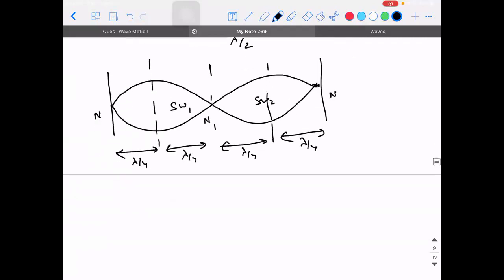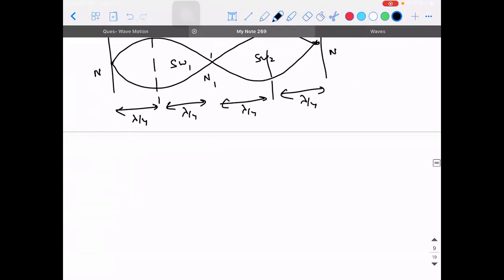If you're clear with this concept, I will explain the concept of frequency, which is very important for solving problems. Shall I proceed? Yes, sir. Now, everybody please make a note of this: standing wave on a stretched string fixed at both ends.